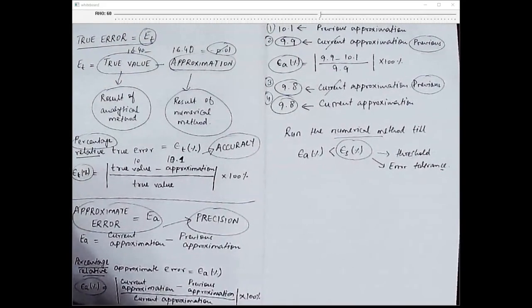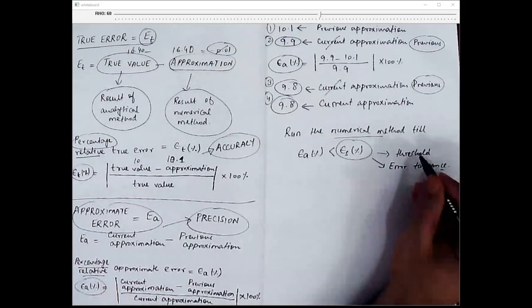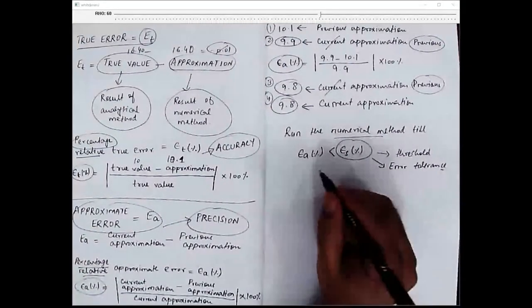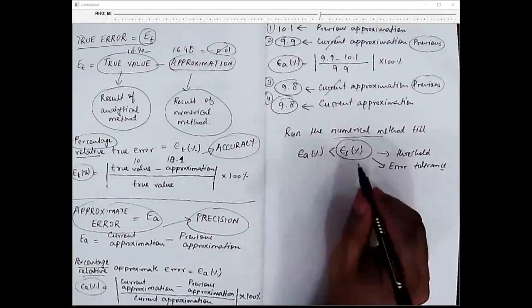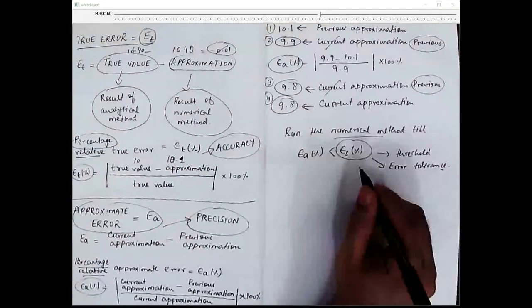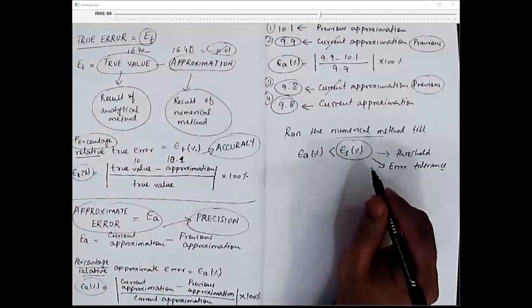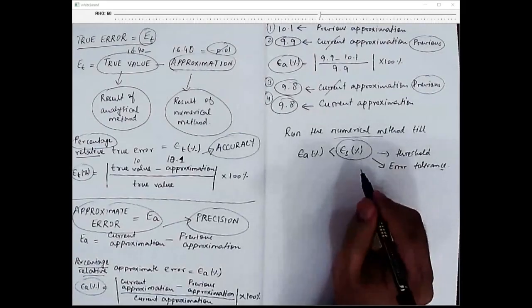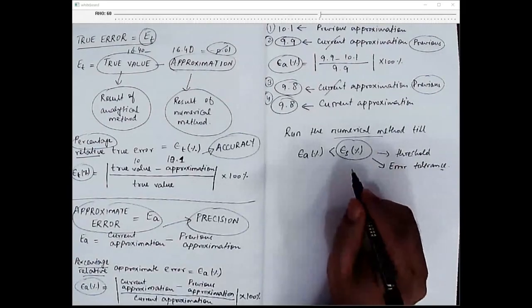One more thing, let's say I want a more precise answer. Then what I need is to make the threshold very small. Like I will say run the numerical method until EA is less than 0.0001%. In this case, this threshold will be very strict because I want a very precise answer.